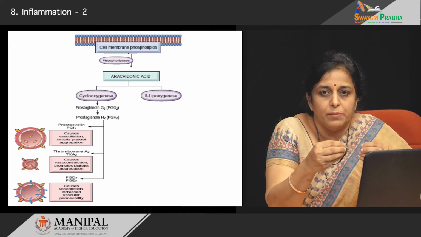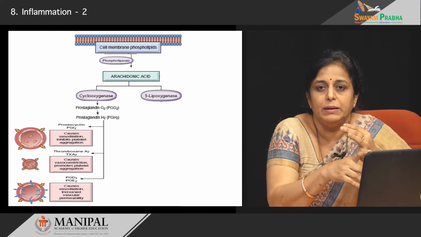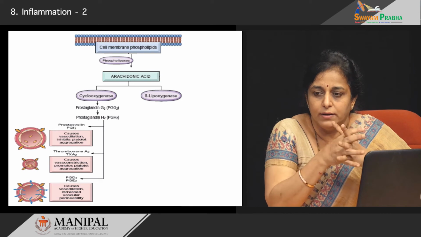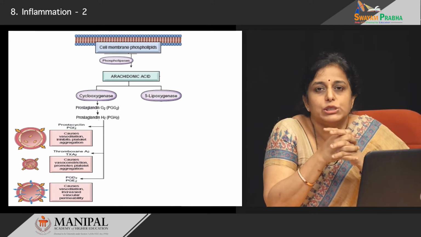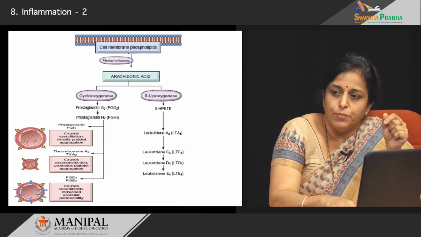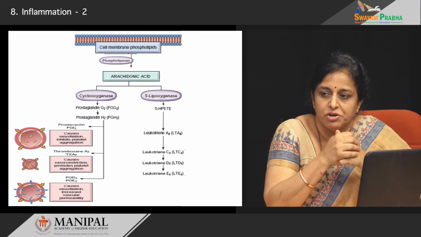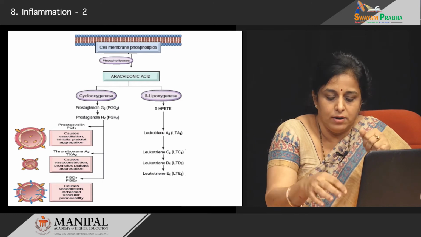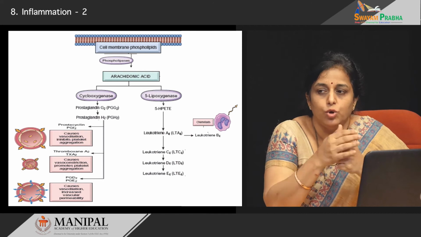So, increased vascular permeability: we learned so far that histamine causes increased vascular permeability, serotonin causes increased vascular permeability, and now we learned that prostaglandins, most importantly D2 and E2, also cause increased vascular permeability. Now, through the lipoxygenase pathway, this is how the substances are generated. It gives rise to leukotriene A4, C4, D4 and E4. A4 gets converted to B4.